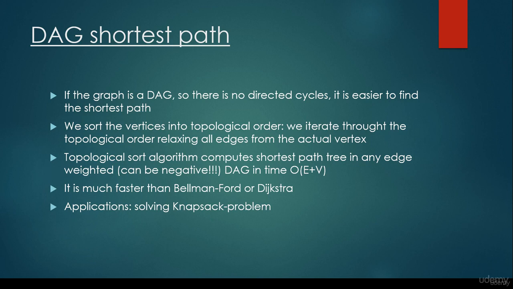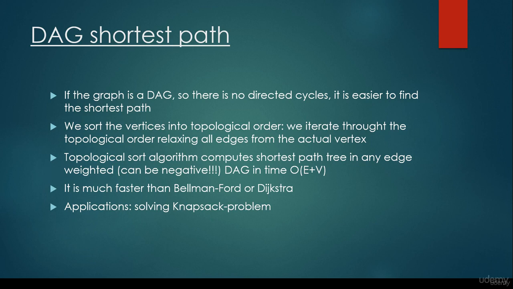So whenever we have a graph that has directed edges and is devoid of any cycles, so there are no cycles in the given graph, then we can use this DAG shortest path algorithm, which is going to yield better running time complexity. So if the graph is a DAG, a directed acyclic graph, so there are no directed cycles, it is easier to find the shortest path.